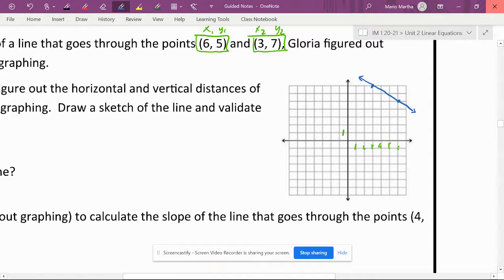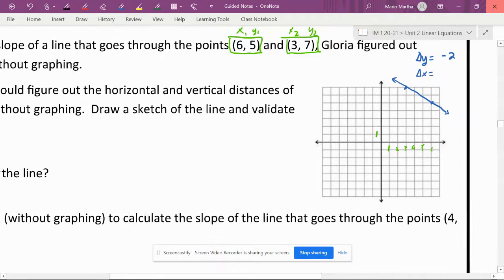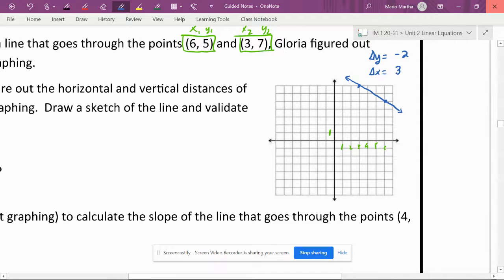And then it says that Gloria determined that delta y equals -2, right? And then delta x equals, in this case, +3. So to figure that out, if you notice here, the change in y is this distance here, and the change in x is this distance here. So delta y equals -2.